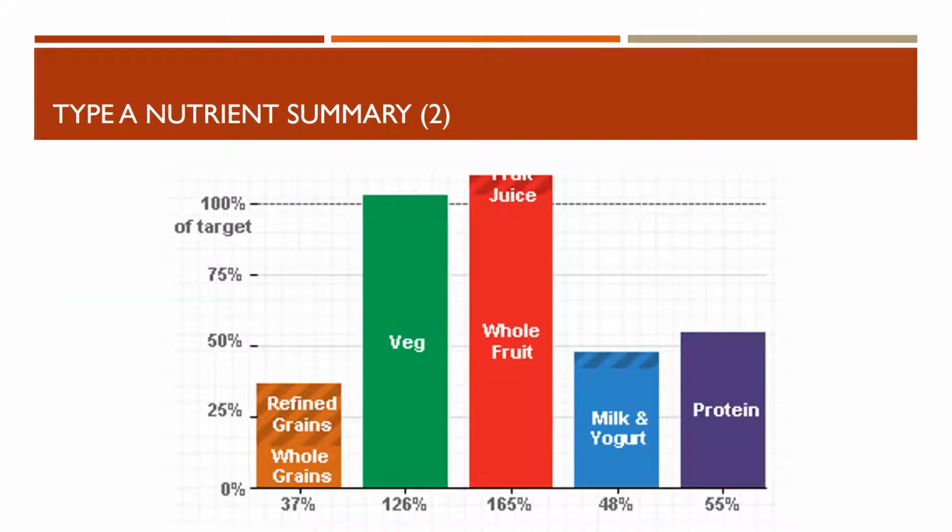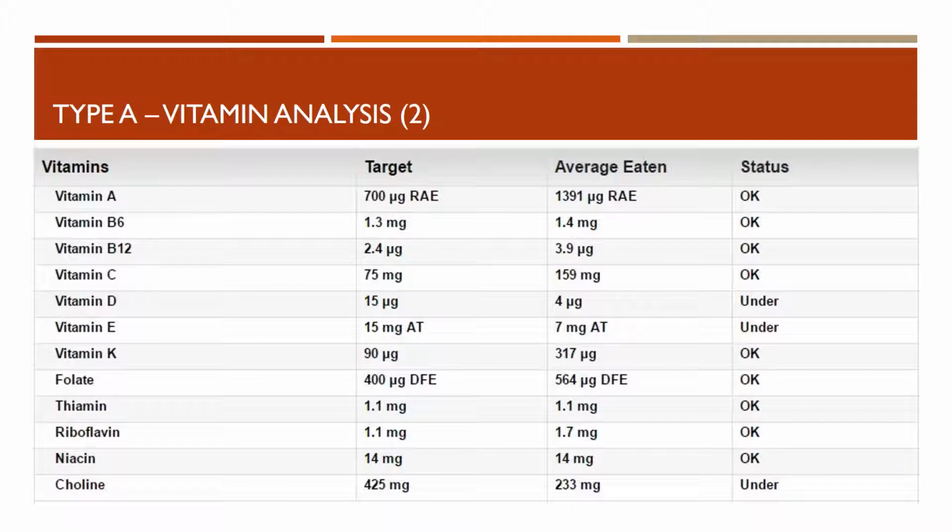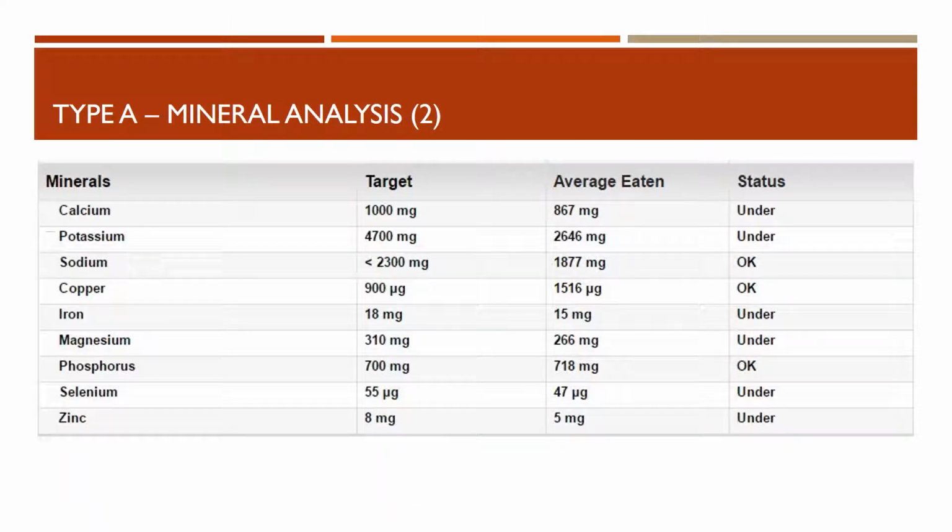So when we look at a nutrient summary of the blood type A diet, we see that vegetables and fruits do meet the recommended amounts of intake, but grains, dairy, and protein are all very low on this diet. And looking at the vitamin analysis, we can see that there is not enough vitamin D, vitamin E, or choline on an average meal plan. There is also not enough calcium, potassium, iron, magnesium, selenium, or zinc.